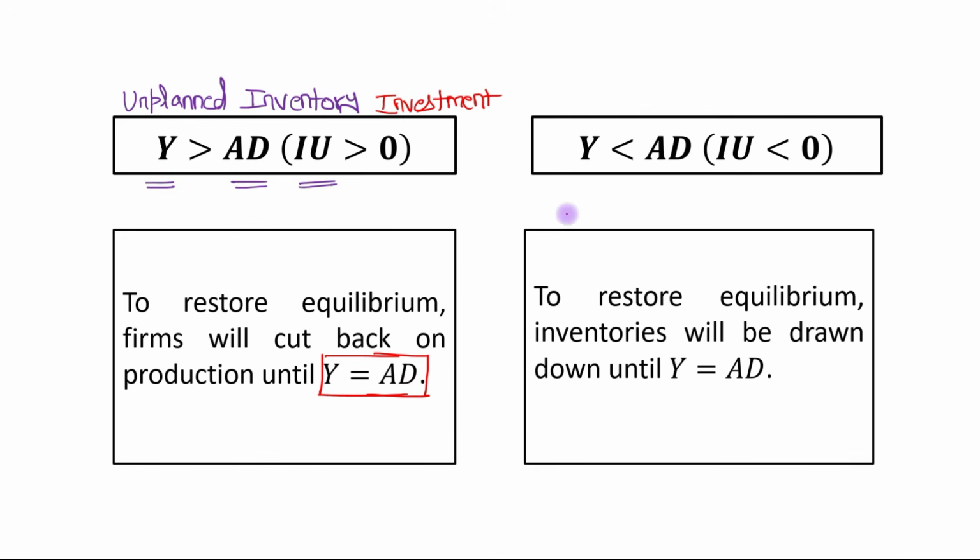The second case is when output produced is less than aggregate demand. In this situation, unplanned inventories will be negative, or less than 0. So, we can write it as unplanned inventory disinvestment.